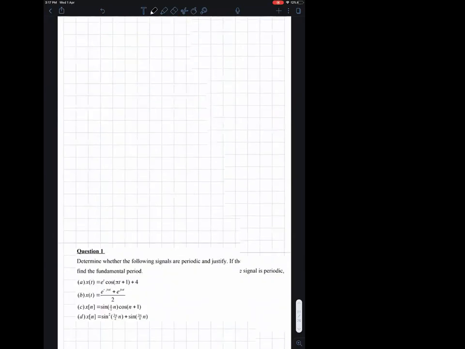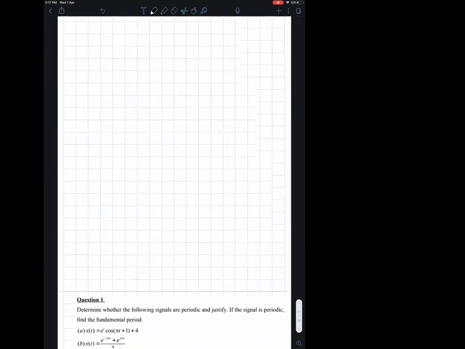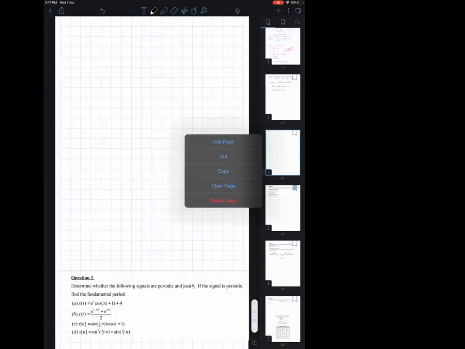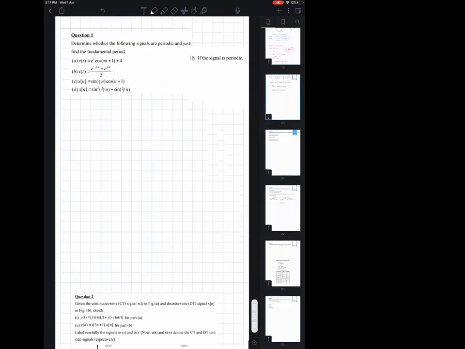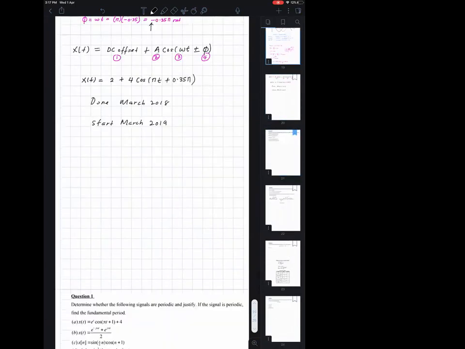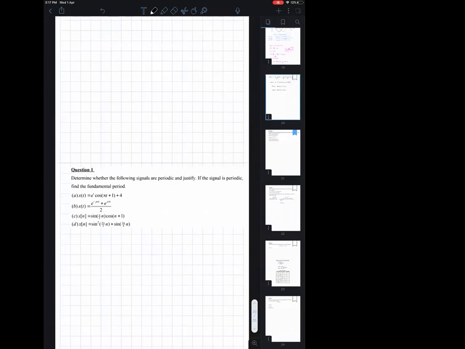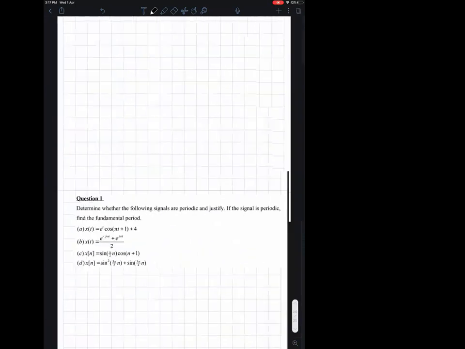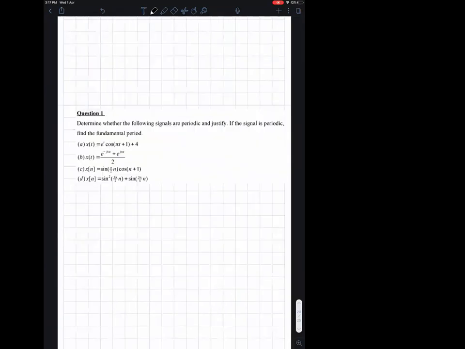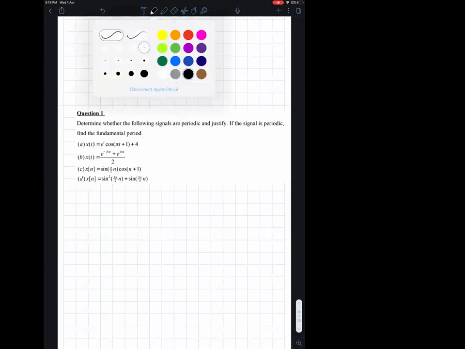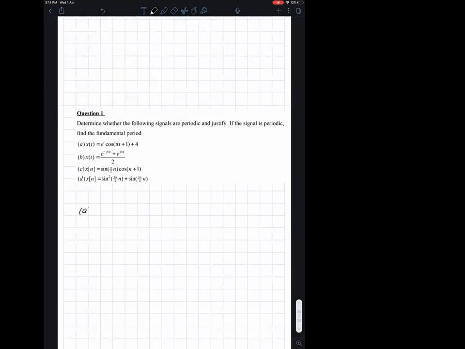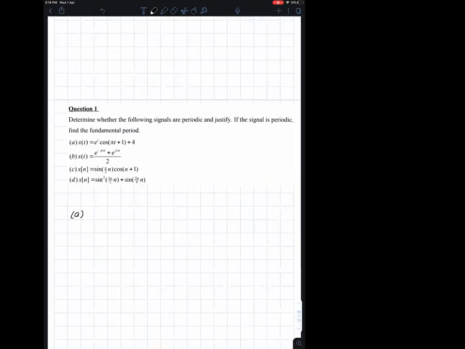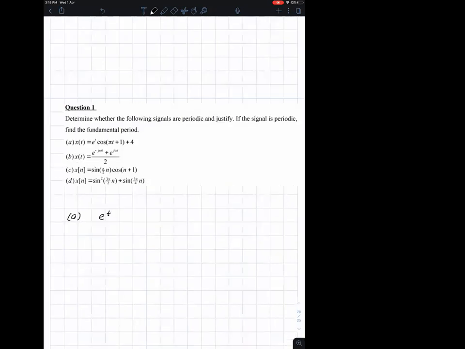Remember this? This problem is actually good for you to get more practice. We have done this before, right? Periodic or not periodic and all that. So the first question is, is this periodic or not? Look at this carefully: e to the t, cosine.